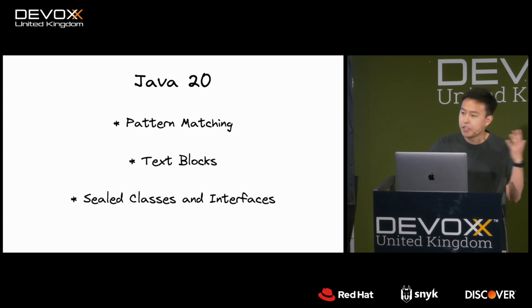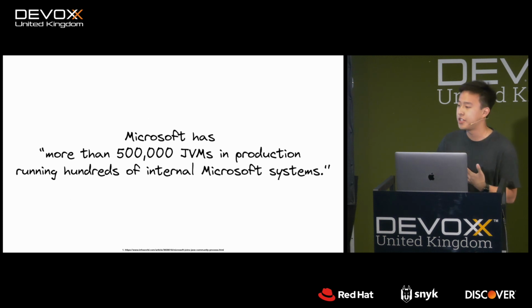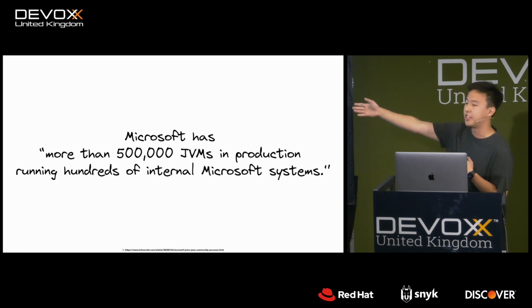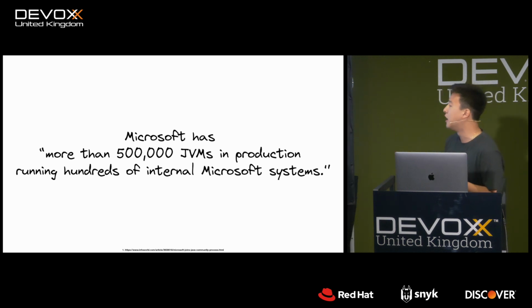And so it's probably no news to you that Java is very much used in industry. Microsoft has more than 500,000 JVMs in production running hundreds of internal Microsoft systems. And the article that I got this from was from around 2014. And so ever since, I think from an anonymous source, that there are around 2 million JVMs currently running within Microsoft. And it just goes to show that Java is very much alive. And so every time you hear Java is dead, I'll post the slides and you point them to this article.